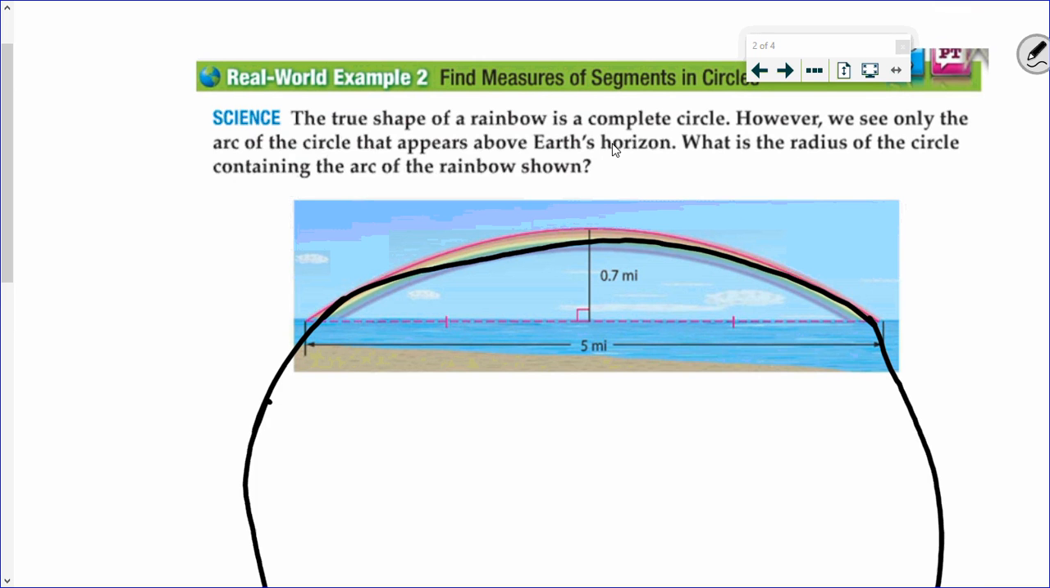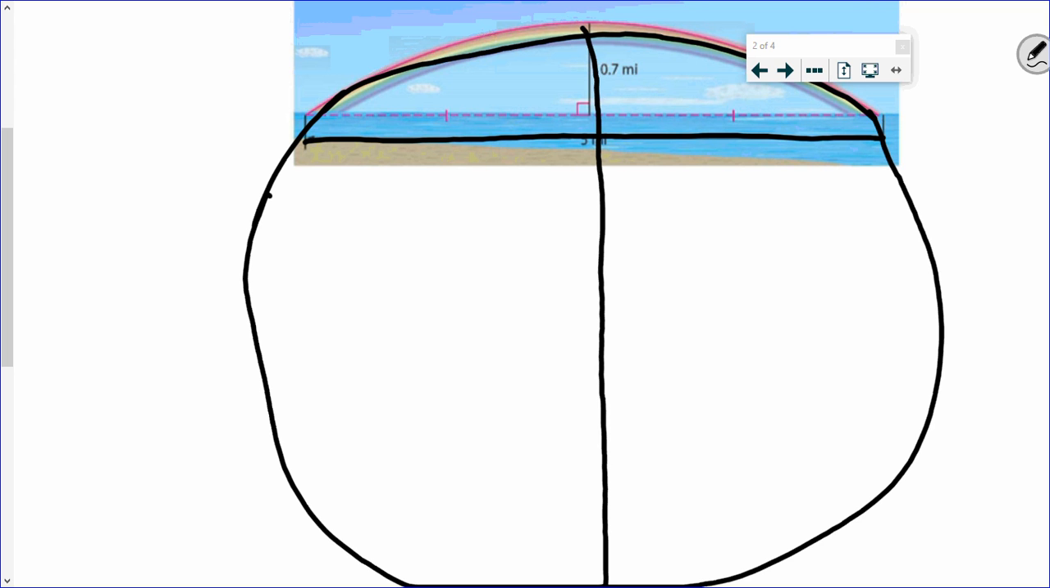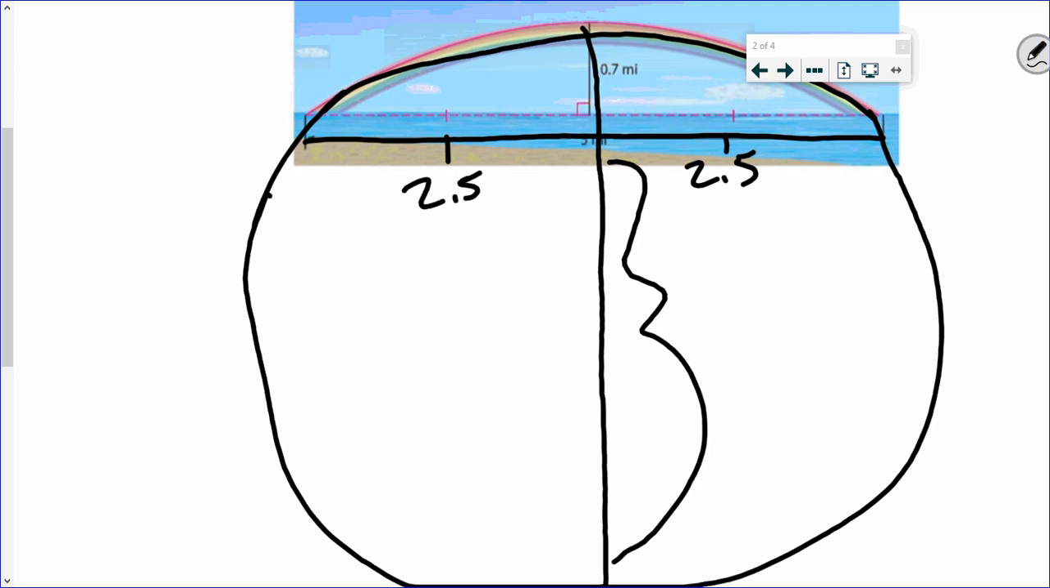So I want to find what the radius of this circle is. How are we going to do that? Well, we use these as two chords. One chord is 5 miles. It's even shown that it's bisected, so we know that this would be 2.5, this would be 2.5. And let's call the segment that we can't see x. We've got 0.7 miles above, and then we got x here.